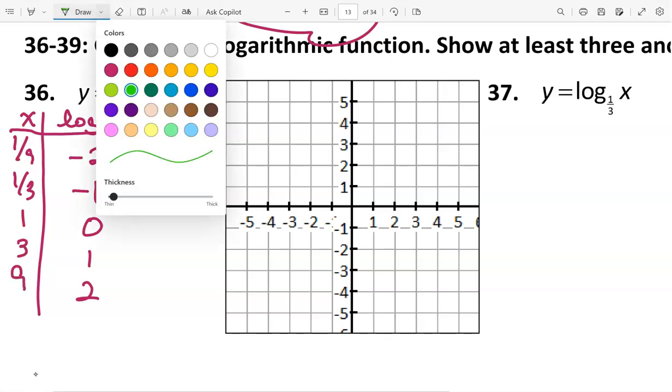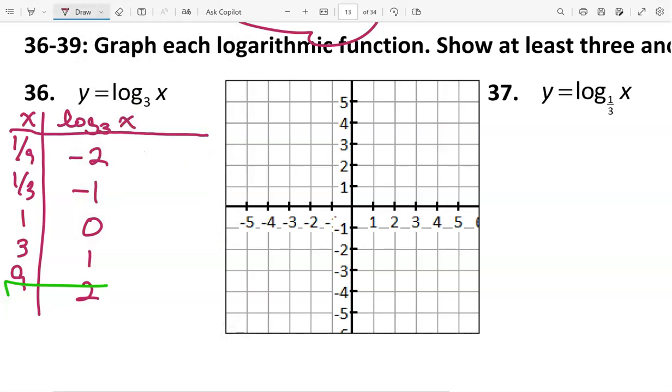I don't think our last point is going to fit, so we're just going to graph the ones that we have. So x is equal to 1/9, y is equal to negative 2; x is 1/3, y is negative 1; x is 1, y is 0; and x is 3, y is 1. That's going to be a graph with a vertical asymptote at the y-axis.